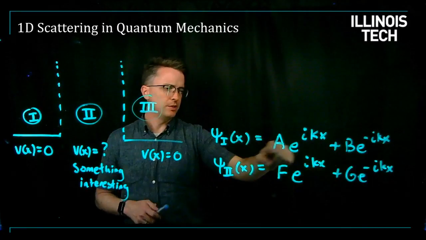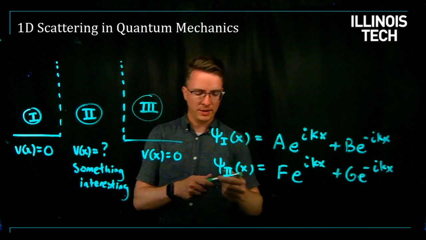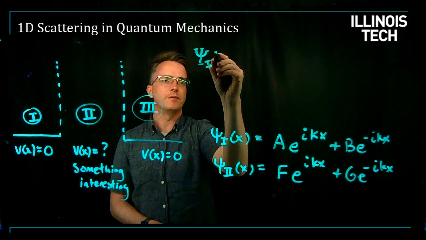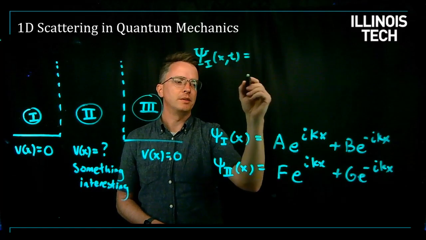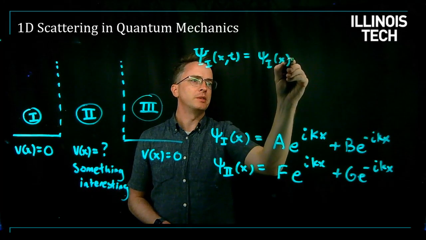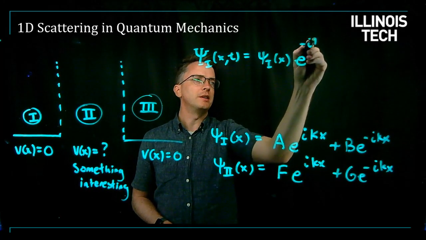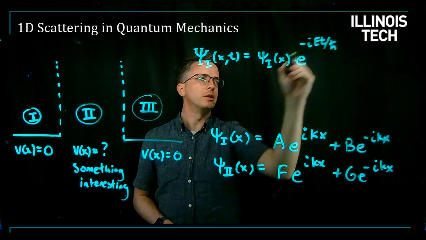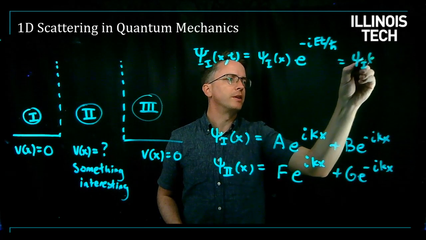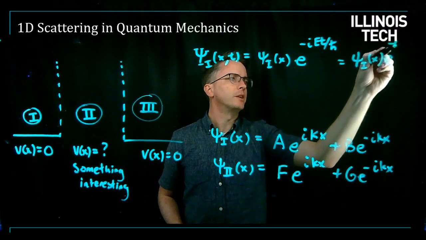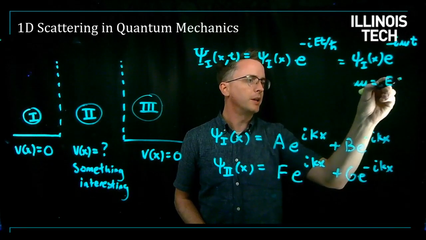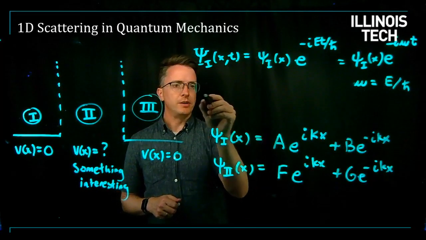How do I interpret these solutions? If I were to put in the time dependence, let's say capital psi 1 of x and t is equal to psi 1 of x times e to the minus i E t over h bar. Sometimes people will write this as psi 1 of x e to the minus i omega t. Omega is defined to be E divided by h bar.